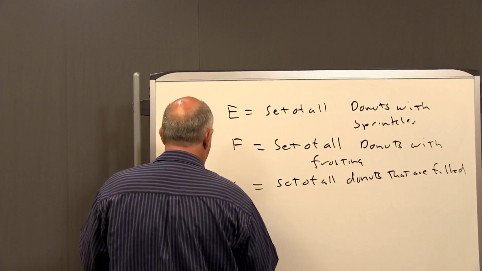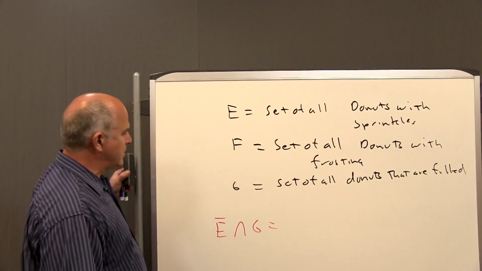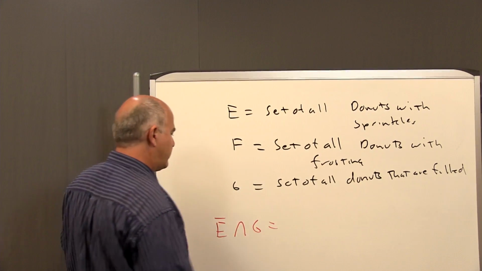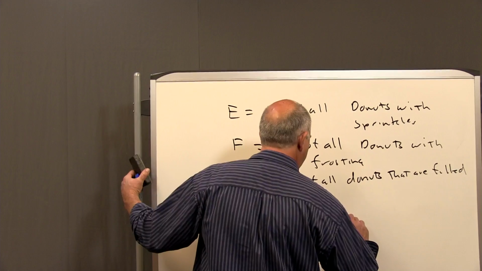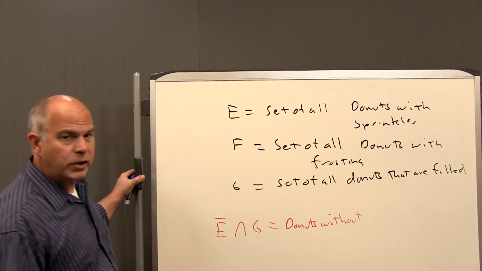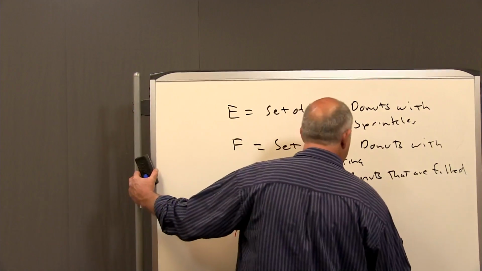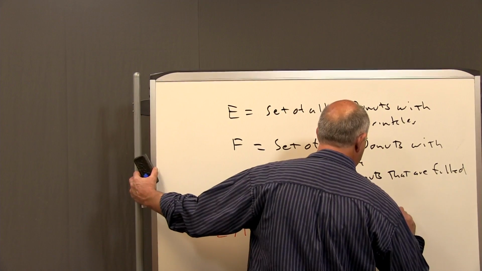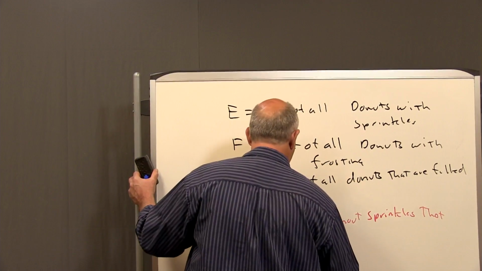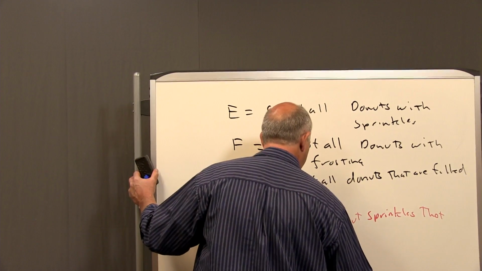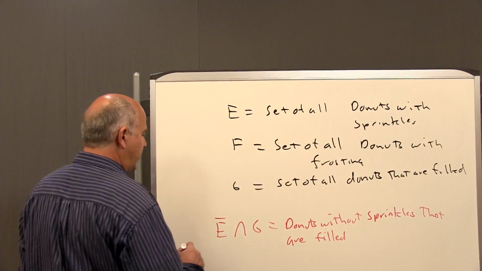So E bar intersect G. Okay, these are all the donuts that don't have sprinkles. The understood universal set in this case is all donuts. Donuts without sprinkles that are filled, right? Filled. They don't have sprinkles, but they are filled.